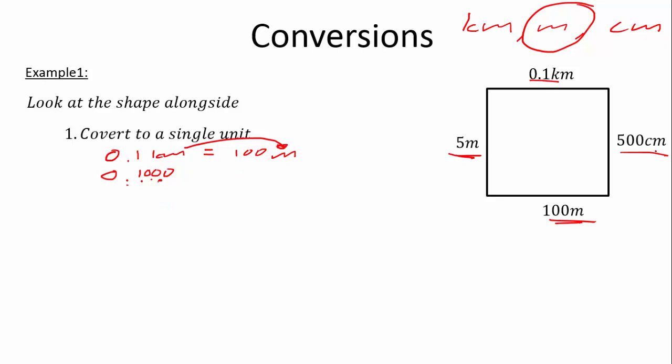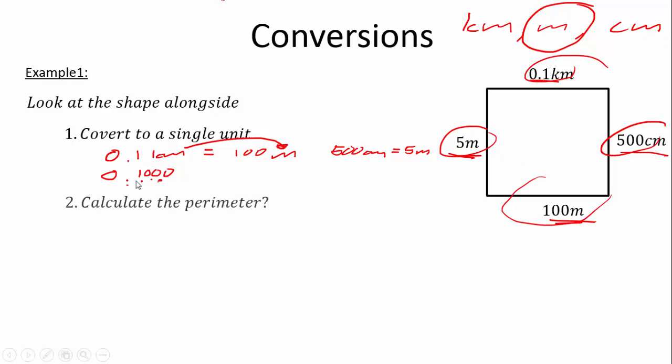What about 500 centimeters? 100 centimeters is 1 meter, so 500 centimeters is simply going to equal 5 meters. We can see that this starts to make sense because it's a rectangle. So these lengths are the same and these lengths are the same.